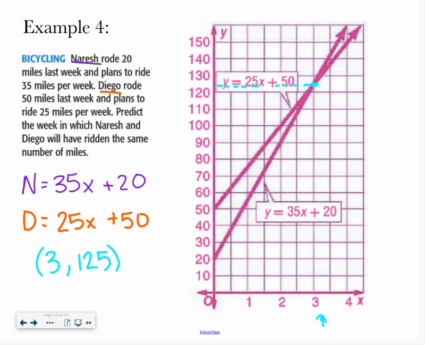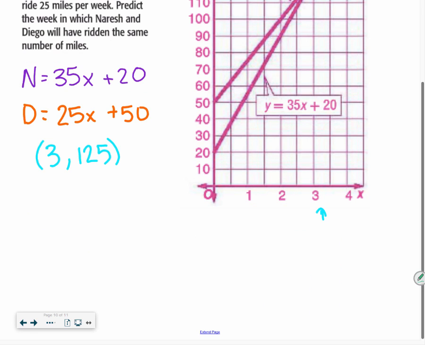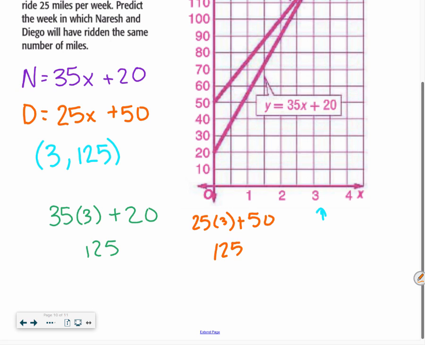One thing that you can do to check, is my graph correct? Am I just guessing? Plug those numbers in. So if we do 35 times 3 plus 20, that is 125. Okay, so that one works. And if I do 25 times 3 plus 50, 75 plus 50 is also 125. So that is where they're going to meet. After 3 weeks, they both have ridden 125 miles exactly.